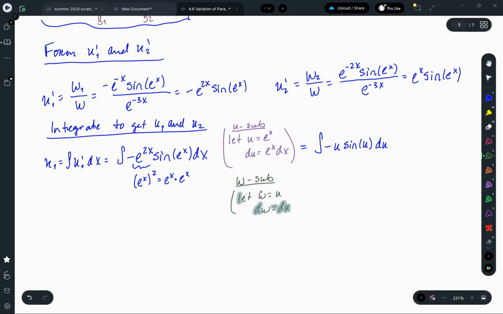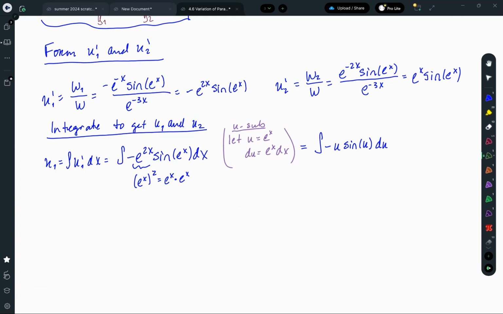No, sorry, that's not what I want to do. It's not a U sub that works. This is an integration by parts. Goodness. Okay, so I have an integration by parts.